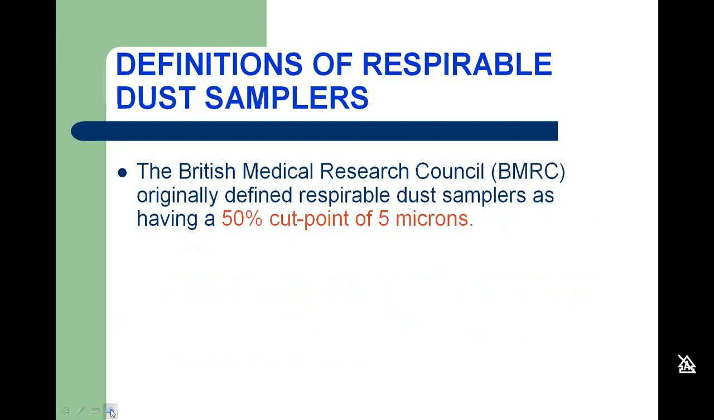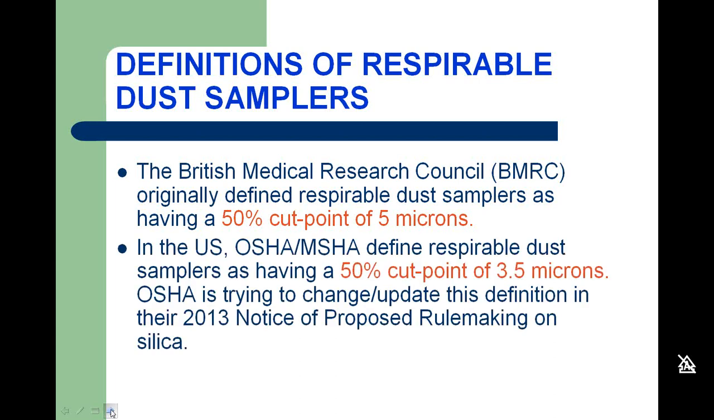The British Medical Research Council originally defined respirable dust samplers as having a 50% cut point of 5 microns. In the U.S., OSHA and MSHA define respirable dust samplers as having a 50% cut point of 3.5 microns. This definition is actually quite out of date based on the current science, and OSHA is trying to update this definition in their 2013 notice of proposed rulemaking on respirable crystalline silica.